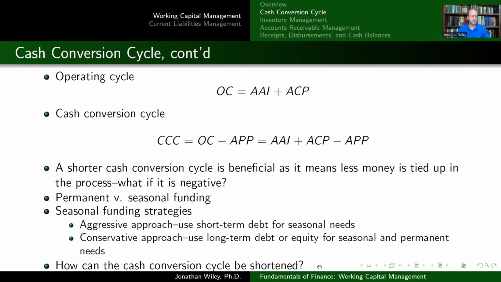So generally, I want the cash conversion cycle to be shorter. And the way I could do it would be have less inventory, collect faster on my receivables, pay my supplier later. But there are some limits around those that you have to be careful about.